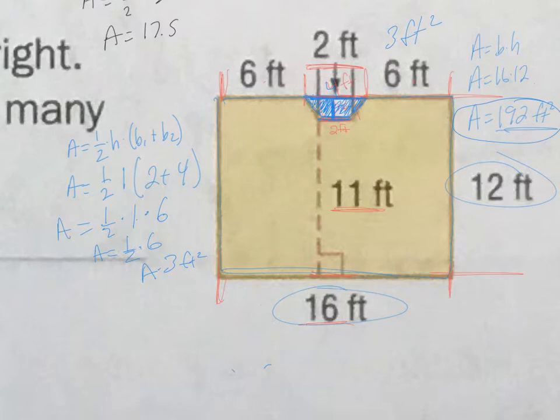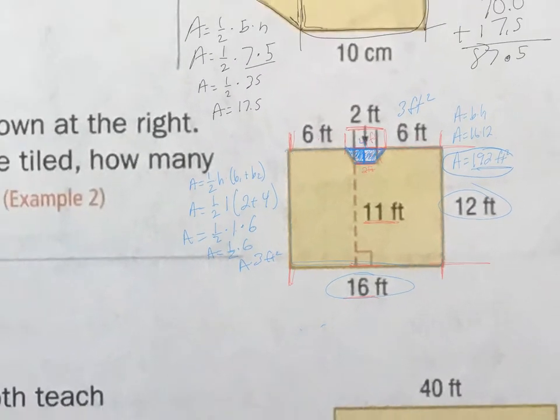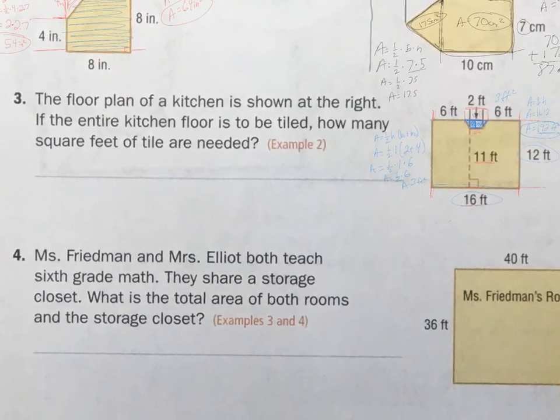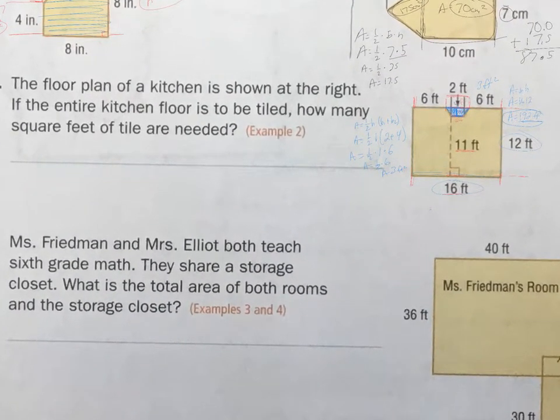Now I gotta take that away from the 192, which is everything. So when I do that, come over here, and I'm gonna go 192 minus 3, and that gets me 189. 189 feet squared. So I took the whole parallelogram, figured out this little bit here, and took that away from it, and it left me with this whole area that needed to be tiled. Okay.